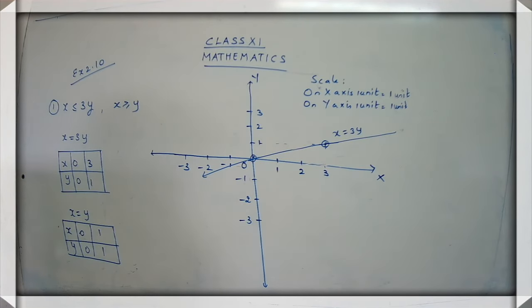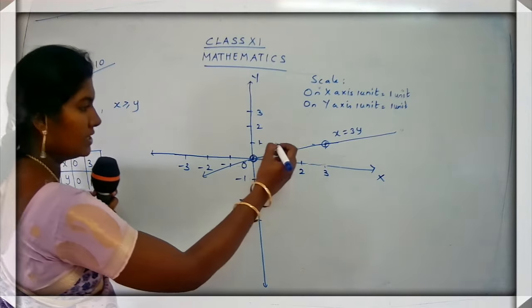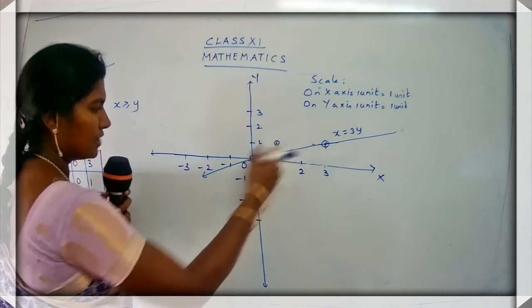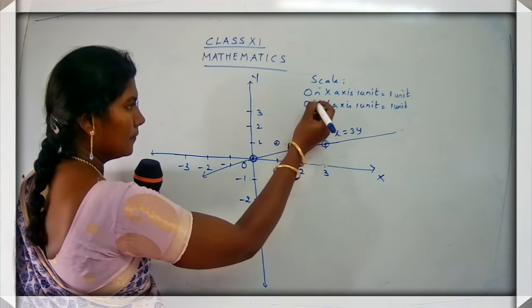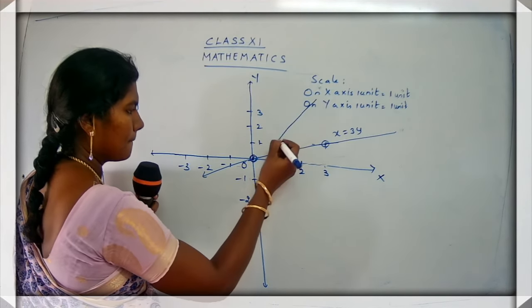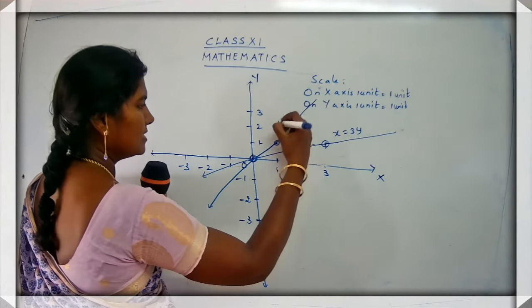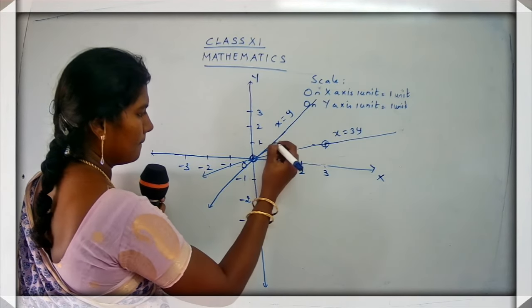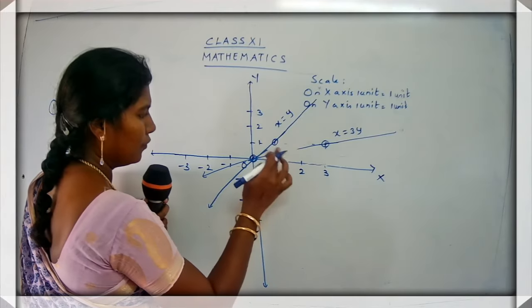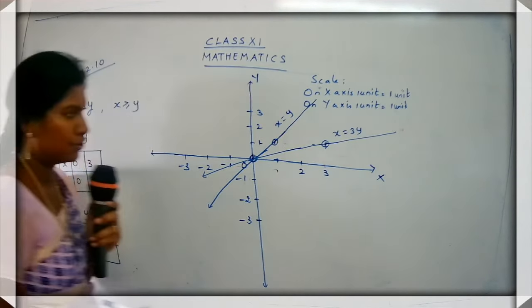Now I'm going to go for x is equal to y, 0, 0, 1, 1. So 0, 0 is somewhere here, the same point, then 1, 1. So 1, 1 is over here. Yes? So try to join this, 0, 0, 1, 1. Yes. So put here x is equal to y. I hope you are able to do the plotting, children. It's very easy. Just do it properly.